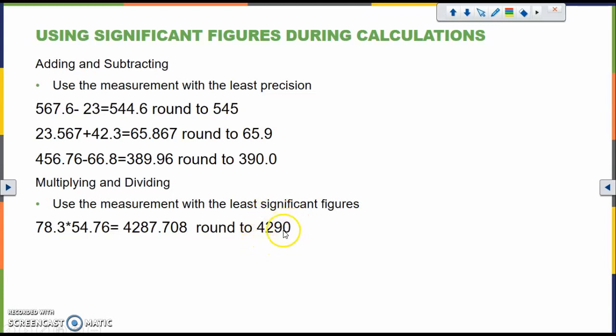Now you might say, oh well, there's a 0 there. Well, the reason why I can write the 0 there, folks, is it's a trailing 0. So this is not significant. So therefore the significant figures are only 4, 2, and 9 in this case.